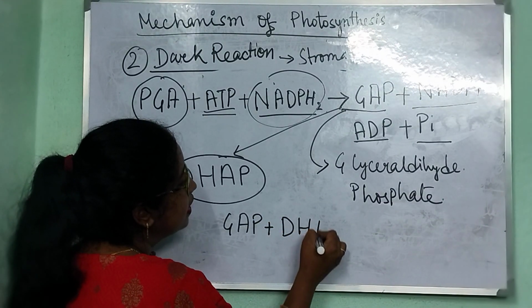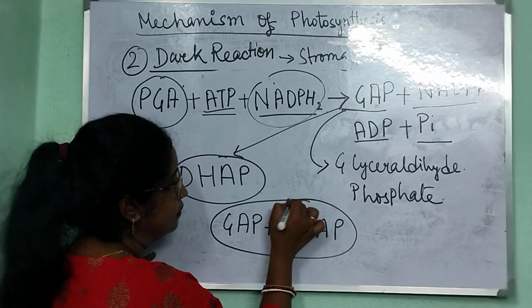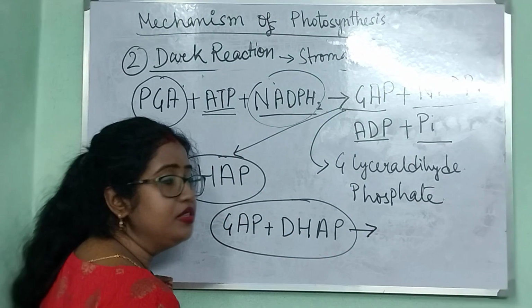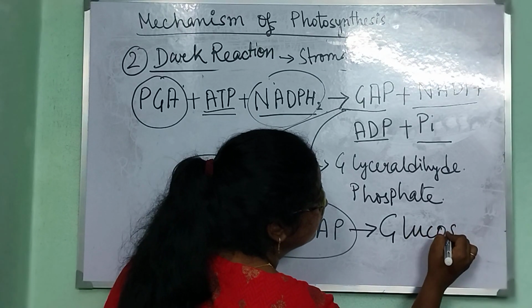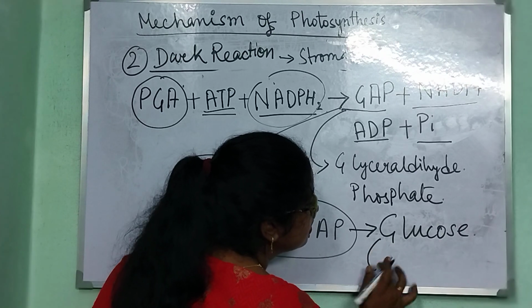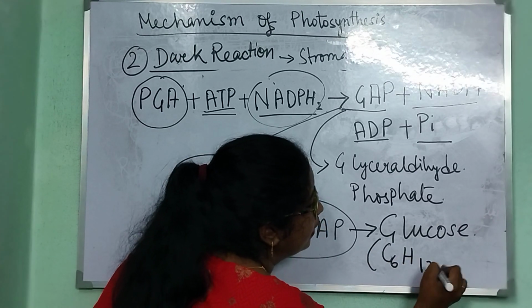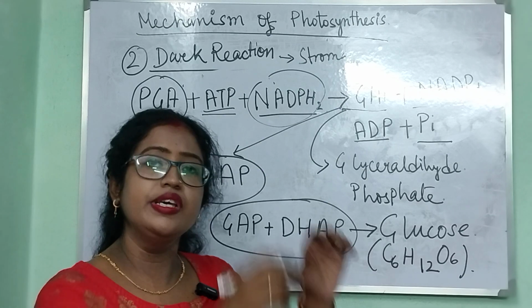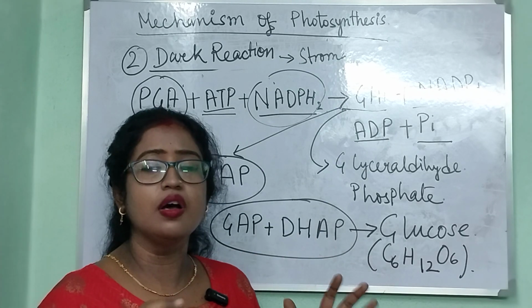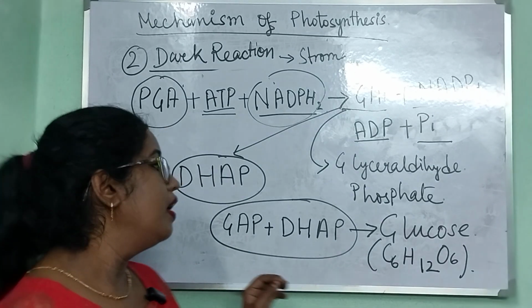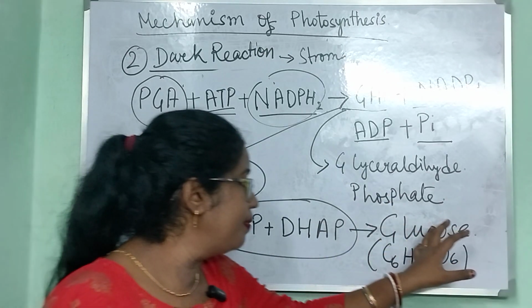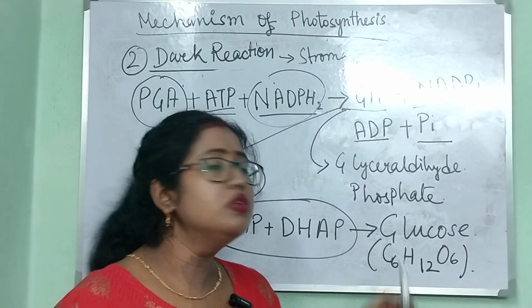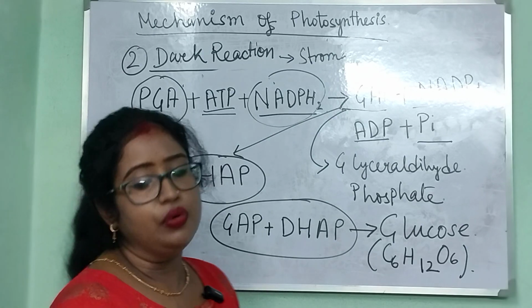and these two, GAP and DHAP, or dihydroxyacetone phosphate, combine to form glucose, or C6H12O6. So photosynthesis reaction is actually a chain of reactions, a combination of many reactions, and in the final product produced is glucose. From water and carbon dioxide, glucose is produced in the process of photosynthesis.